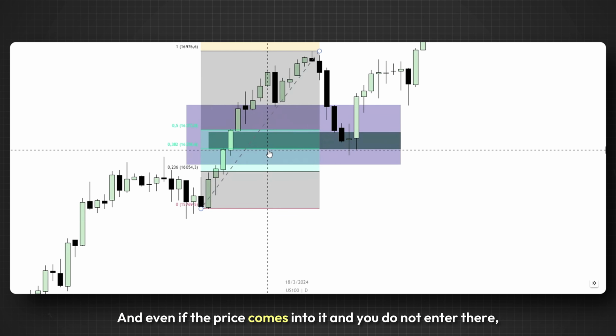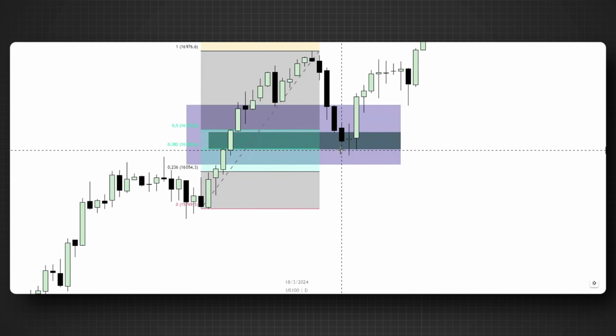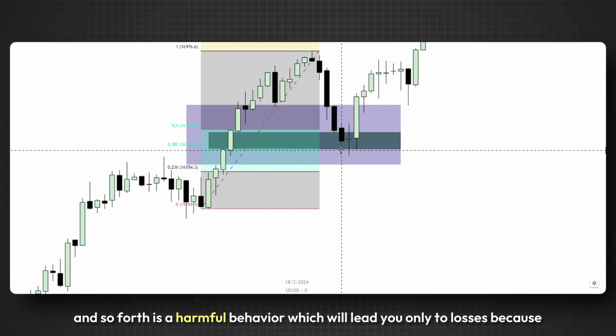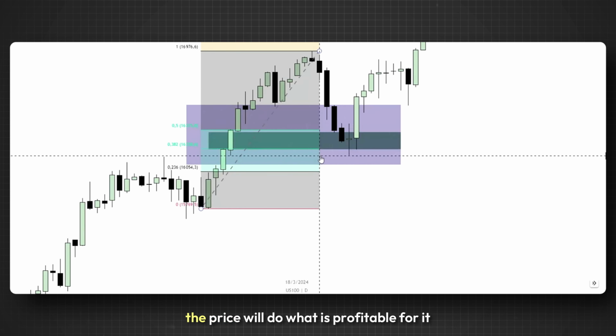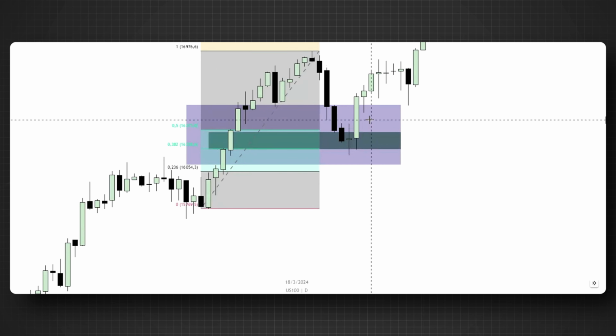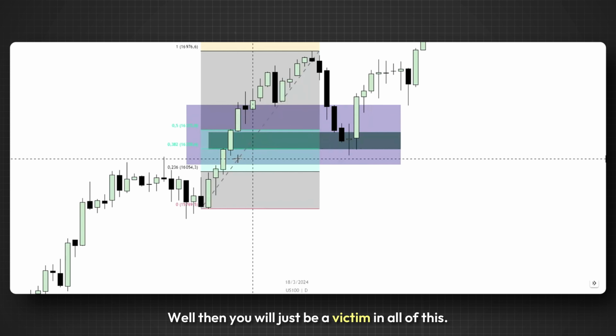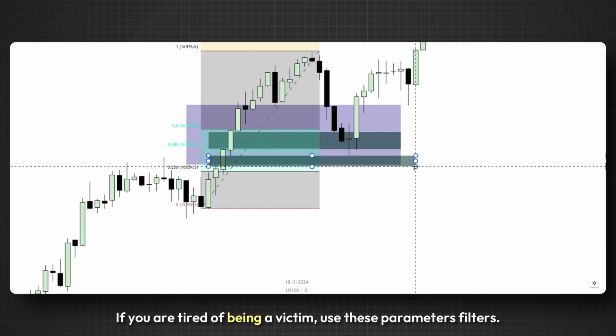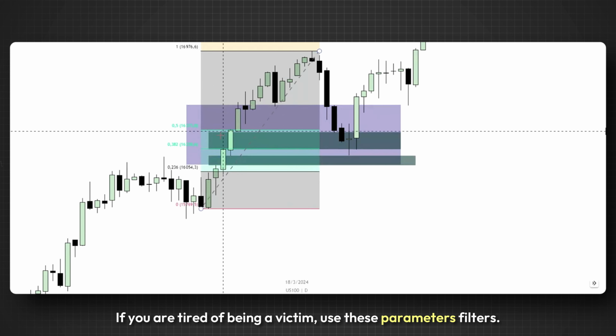And even if the price comes into it and you do not enter there, you will already look for a point there. But to try to, let's say on FOMO, yes, that is, oh, I'm going to enter at the nearest gap, so as not to miss the opportunity and so on and so forth, is a harmful behavior which will lead you only to losses, because the price will do what is profitable for it. If you are not able to wait for that benefit, well, then you will just be a victim in all of this. If you are tired of being a victim, use these parameters, filters.